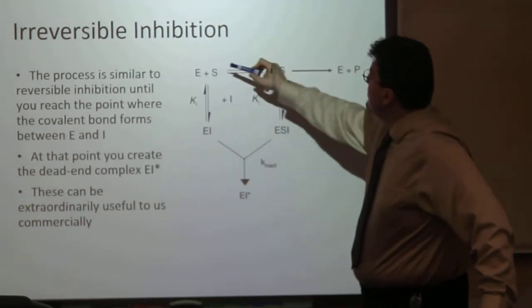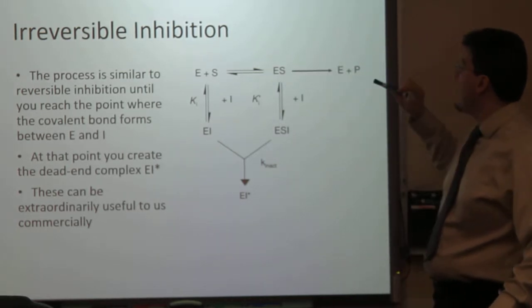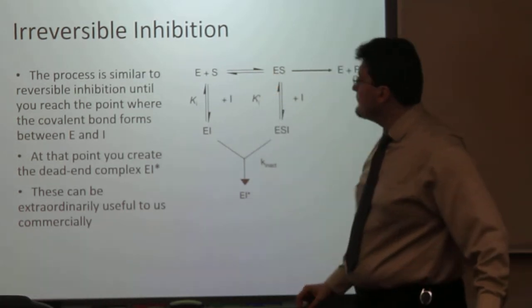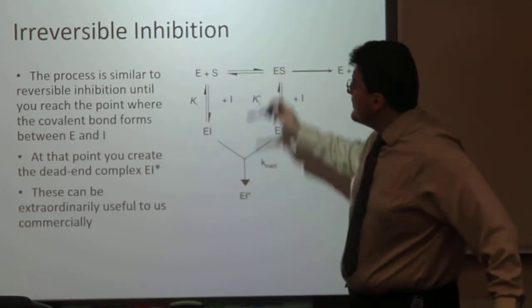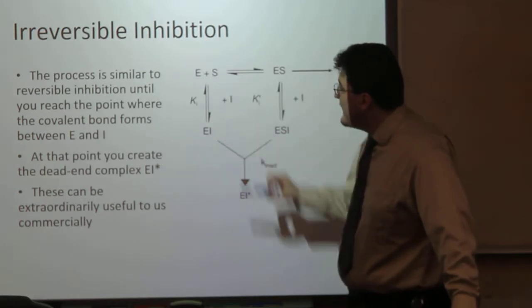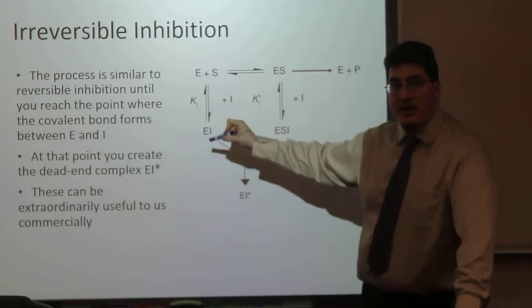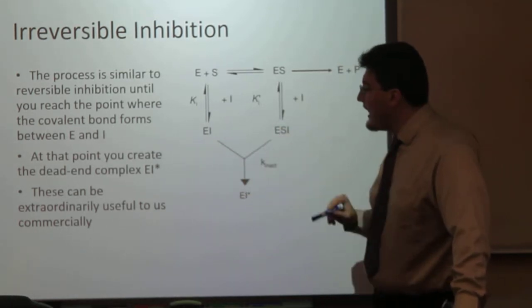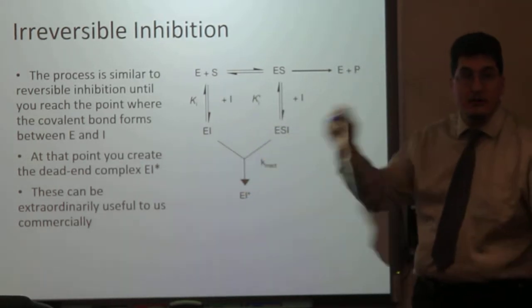Enzyme and substrate can still form our enzyme substrate complex and give us our enzyme and our product. But if you add your inhibitor, if it is a competitive inhibitor, an irreversible competitive inhibitor, then we will form our enzyme inhibitor complex. And then if we don't get to it in time, we can form a covalent bond, and then we get our dead end complex. This can be reversed if gotten to fast enough.